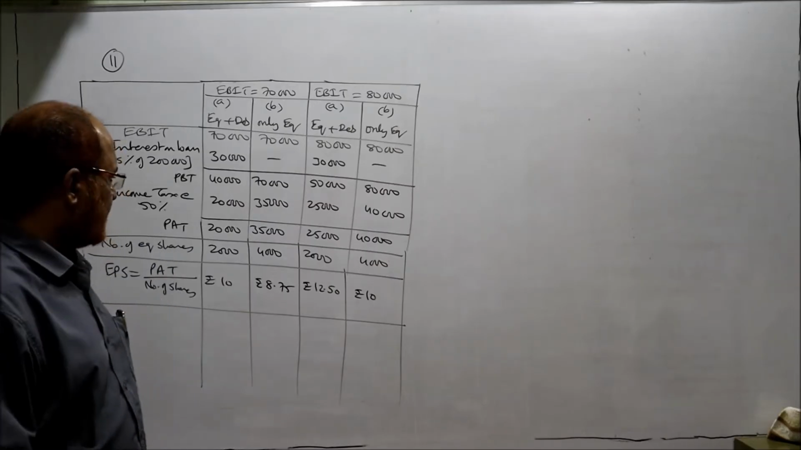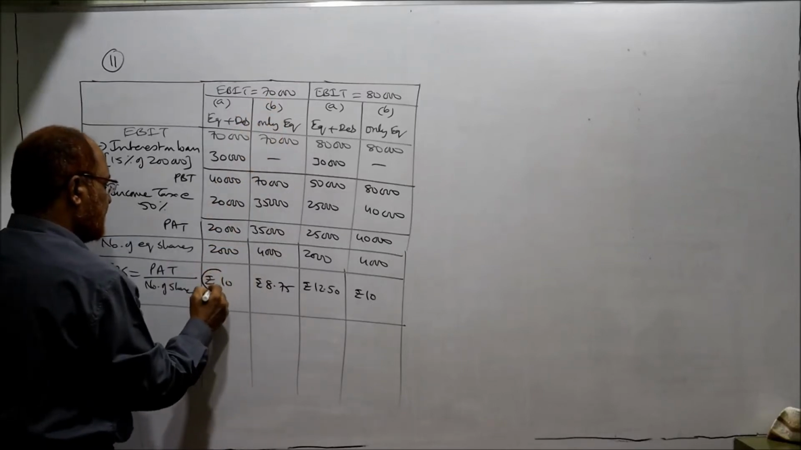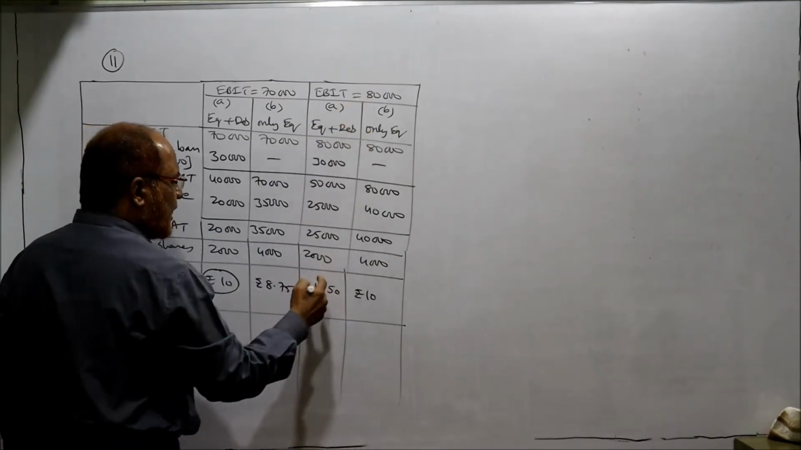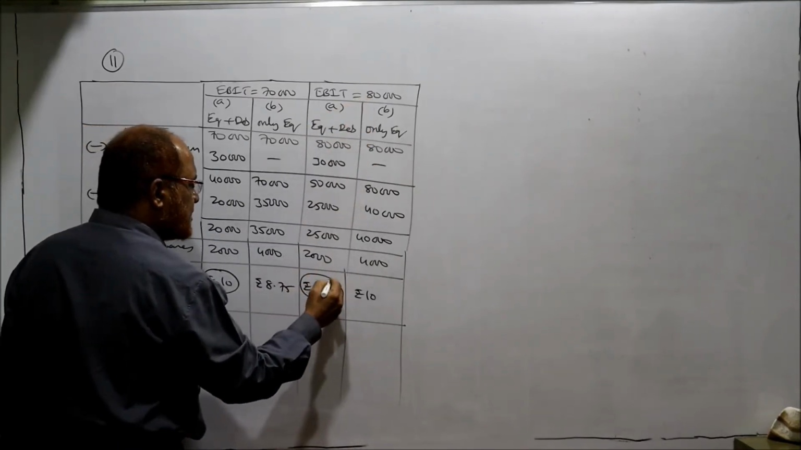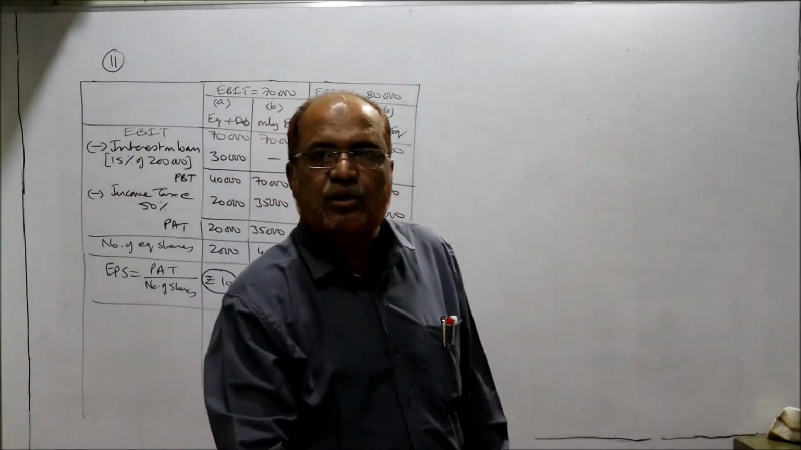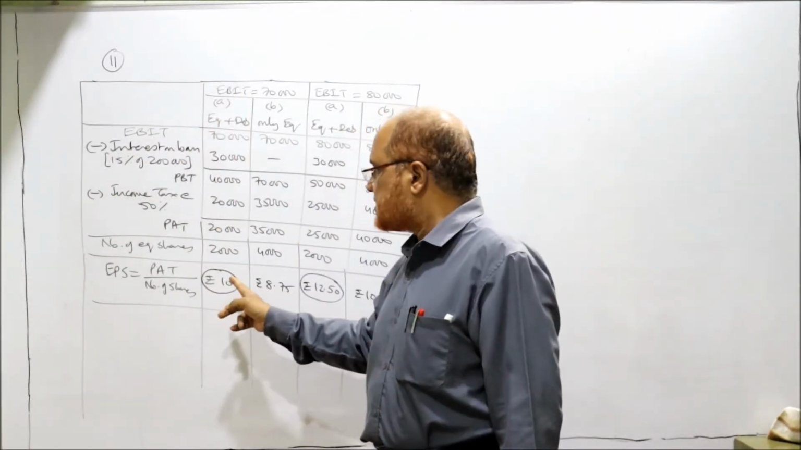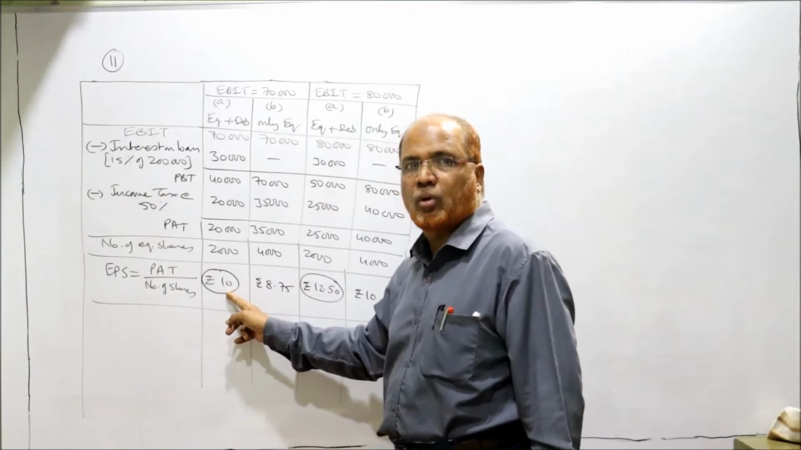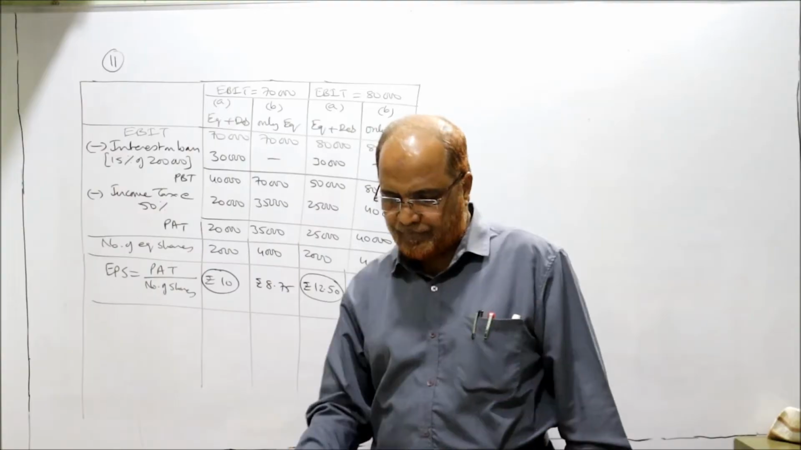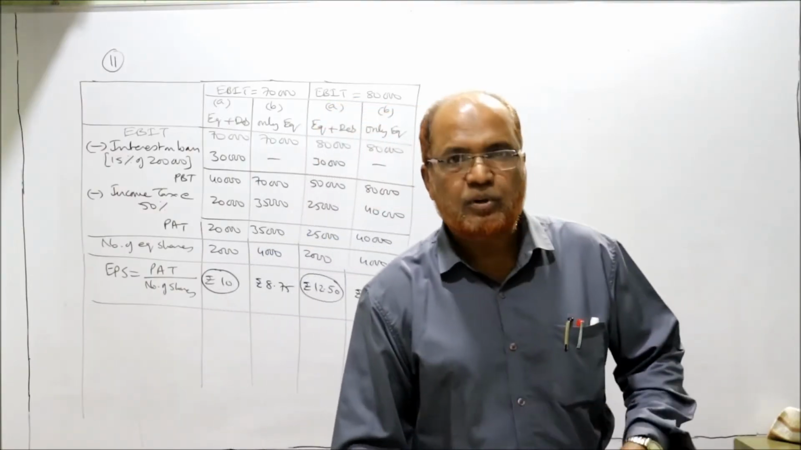10 rupees, 12.5, right. So in this case, when EBIT is 70,000, plan A is better because 10 is more than 8.75. When EBIT is 80,000, again plan A is better because it is 12.5. So in both cases, whether EBIT is 70,000 or 80,000, we suggest the company go for plan A, since the EPS is more. First question completed. Now the second question is asking you to compute the indifference point.